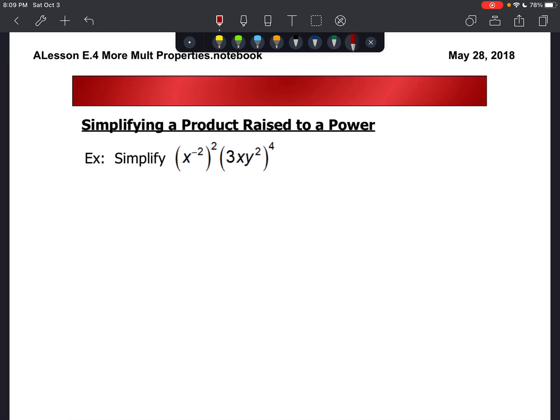Simplifying a product raised to a power. So now we're going to start putting more and more together. So we're going to have 2 bases. So I've got this base, x to the negative 2 raised to the 2nd power, and then I've got 3xy squared to the 4th raised to the 4th power. So I'm going to do this first one in blue. X to the negative 2 raised to the 2nd power is the same as x to the negative 4th.